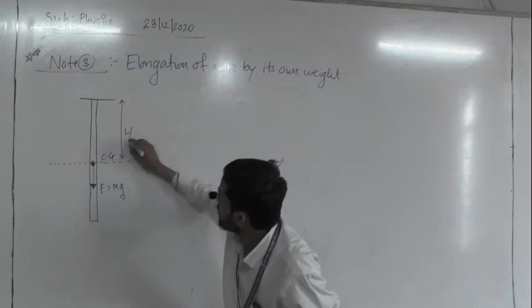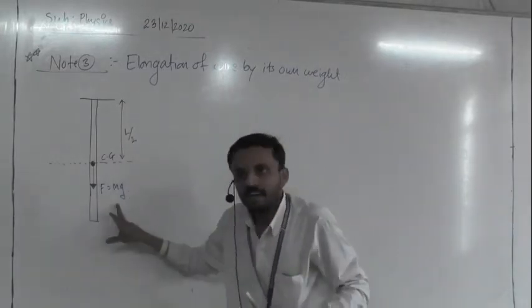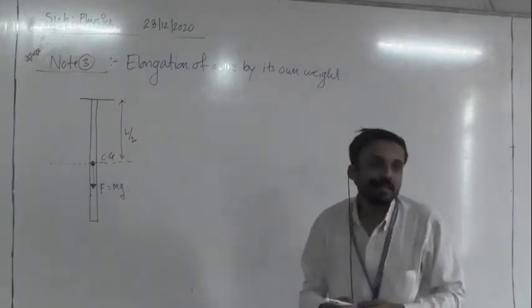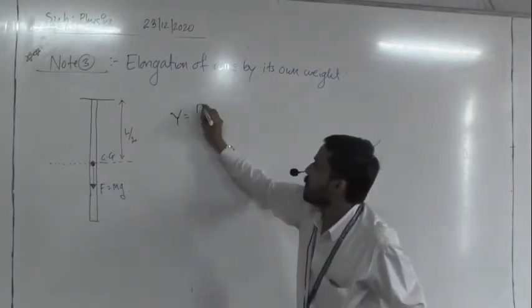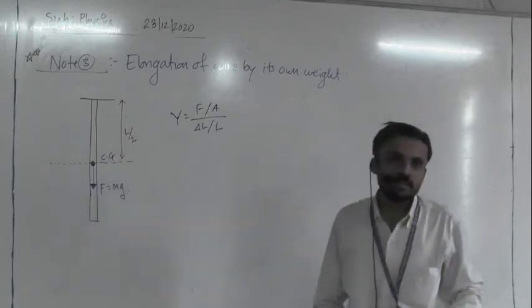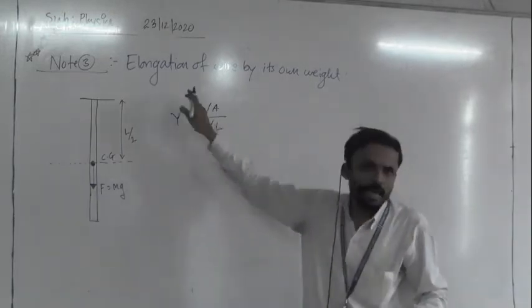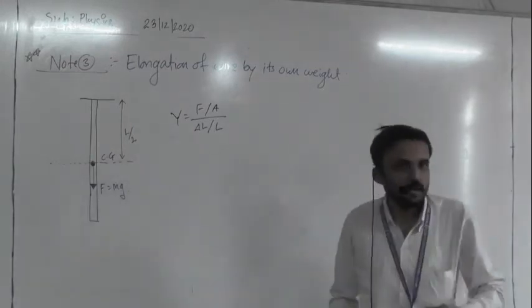So I will take the original length to be L, weight to be M. So how much stress comes to me? Why is the formula that? Force upon A divided by delta L upon L. The force will be Mg, but the length will not be L, it will be L by 2. Will you be able to prove?